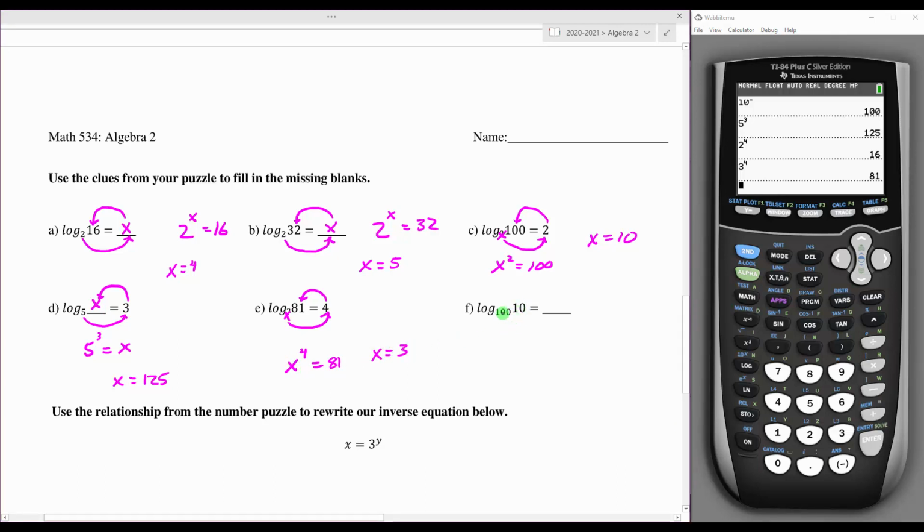And we'll do this last one here. We've got our base of 100, and our missing piece is over here, so 100 raised to some power equals 10. This is a little bit weird, because normally when you raise something to a power, you get a bigger number. When you get something smaller, you're going to have an exponent that's smaller than 1. In this case, it's going to be 0.5. If I do 100 raised to the 0.5 power, you get 10.